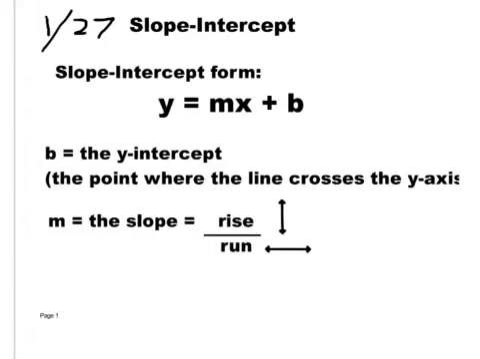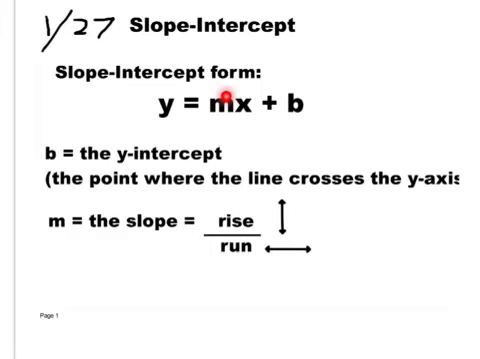Slope intercept. This is the form of slope intercept. Y equals mx plus b. All right, you need to remember this. Y equals mx plus b. Two things about mx plus b that you need to know.